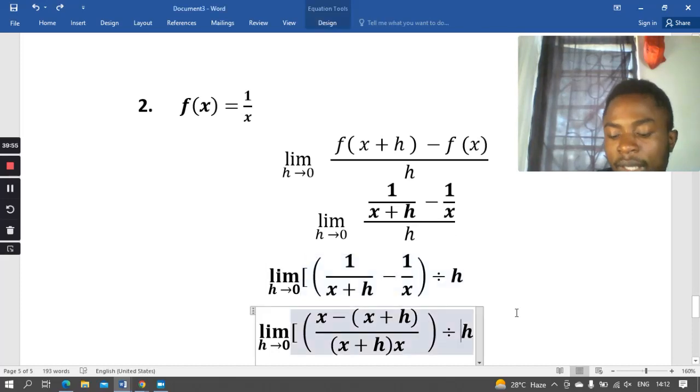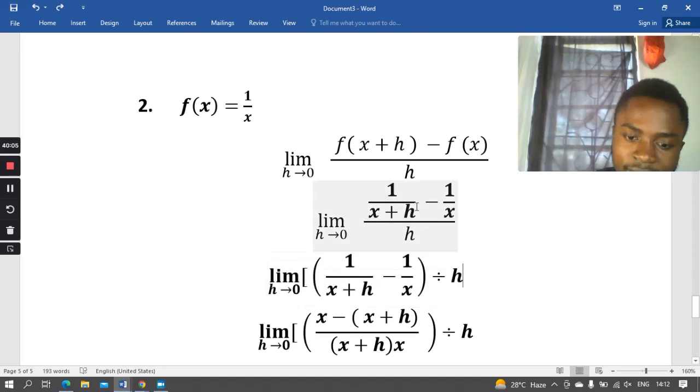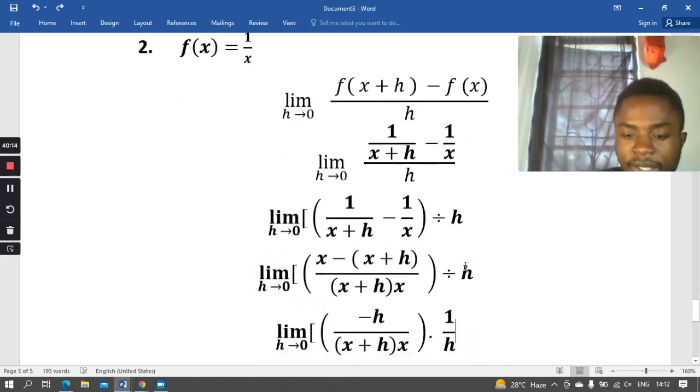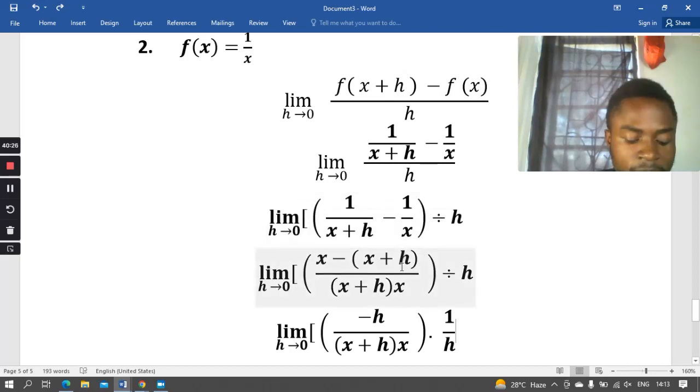Then, like I said, this expression can be written in this simpler form. The numerator is what is in the bracket, and the denominator is the one I've written, divided by that. From there, we subtract these two fractions the way we do fractions. So we look for the common denominator, which is this expression and that expression, x plus h times x.